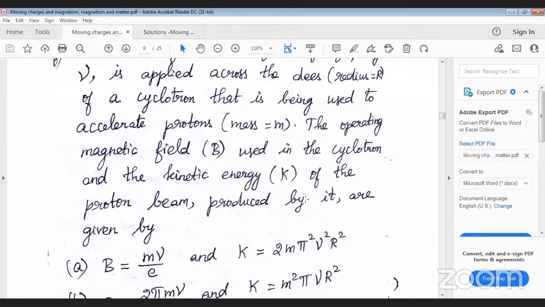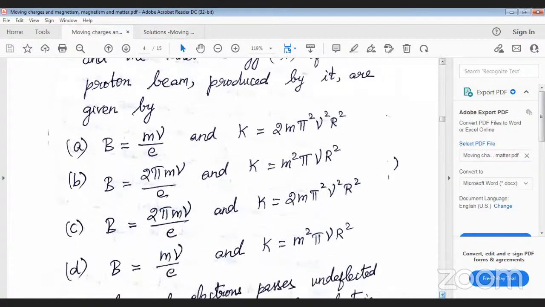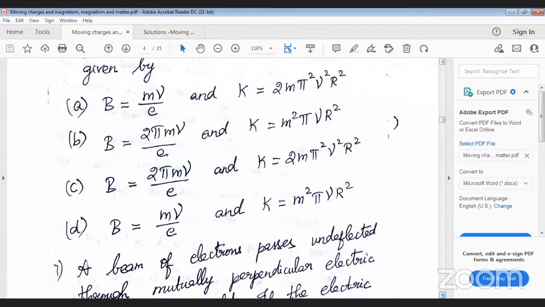So option C is here. That's the right answer.